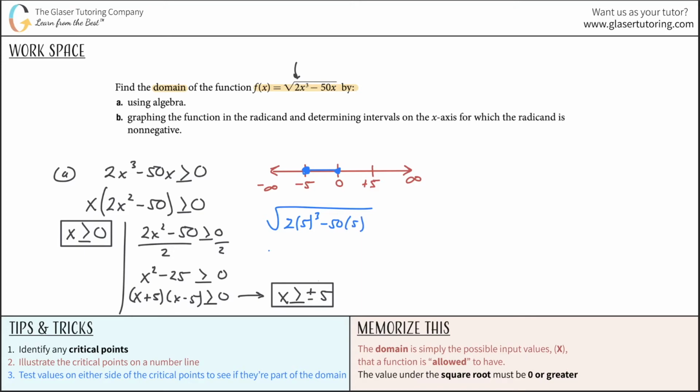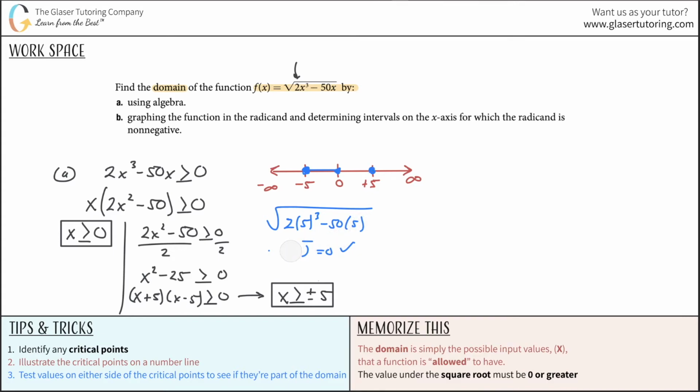And let's see what we get now. Take out the calculator. All right, 2 times 5 cubed minus 50 times 5. Oh, look at that. We get an exact value of 0. Square root of 0 is 0. That works out. So now I'm going to put a little dot there.